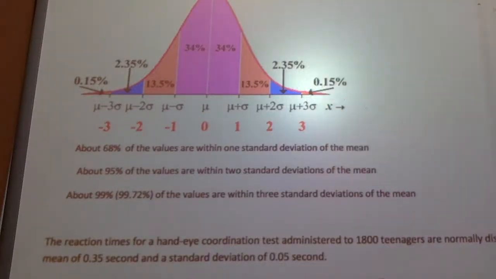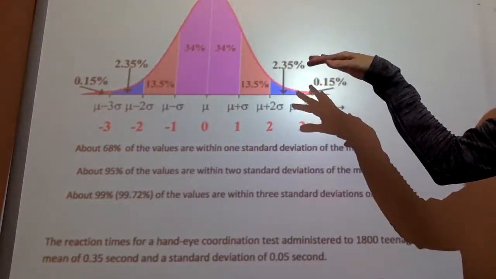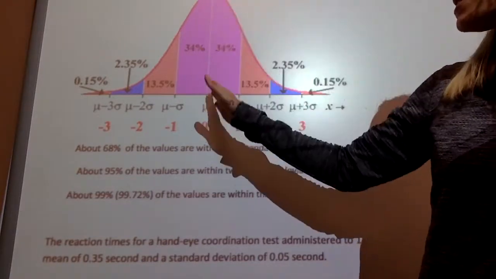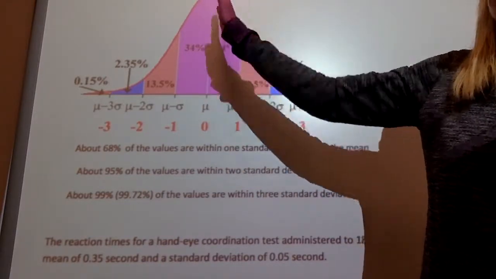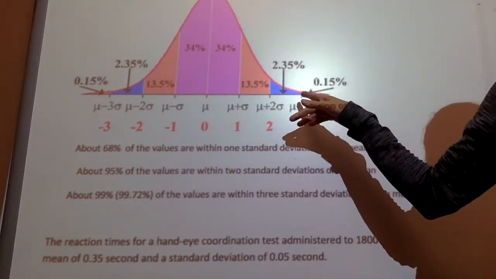Okay, this section is normal curve. And maybe you've seen this before. This is called the bell curve, the normal curve. Okay, most people are average. That's why it's the highest. And then as you get farther away from average, the percent decreases, which makes sense.